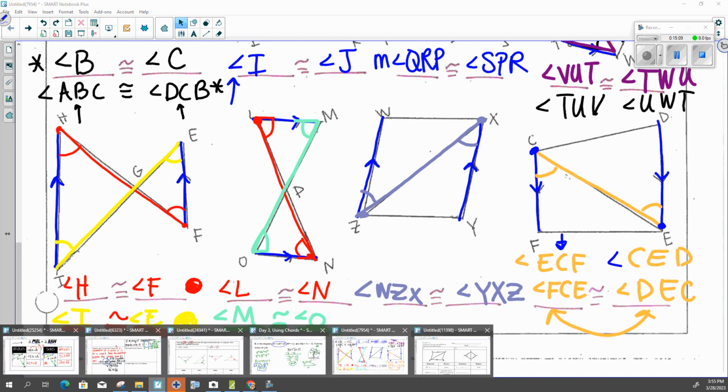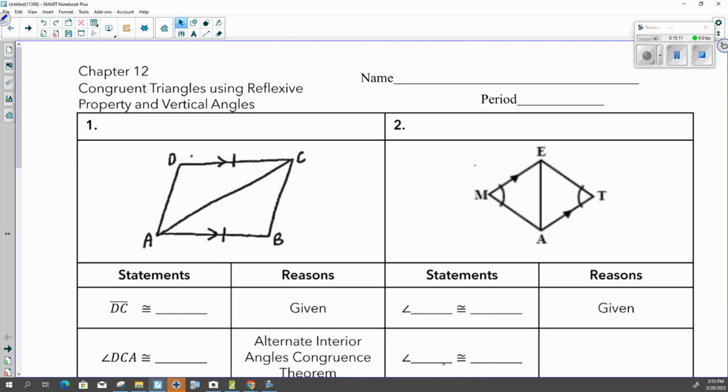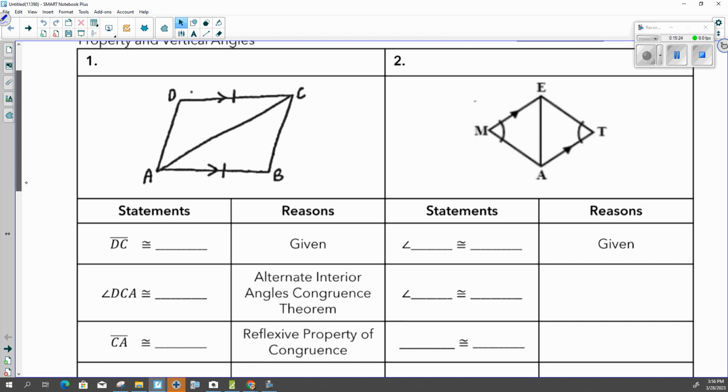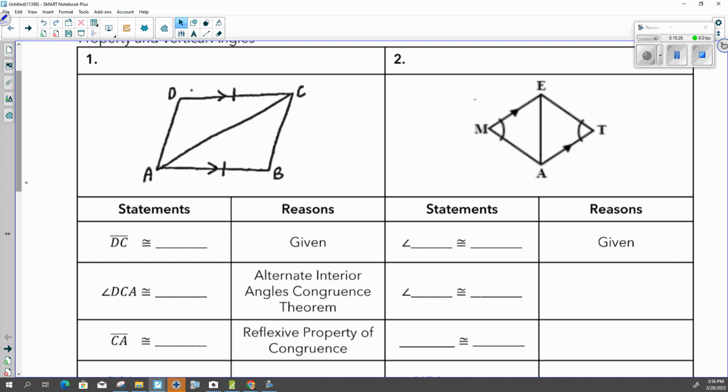Your homework looks like this guy. I can't think of what color it is. Guess that doesn't matter. So the directions, it talks about congruent triangles using reflexive property and vertical angles. So from yesterday and today, we know the reflexive property.